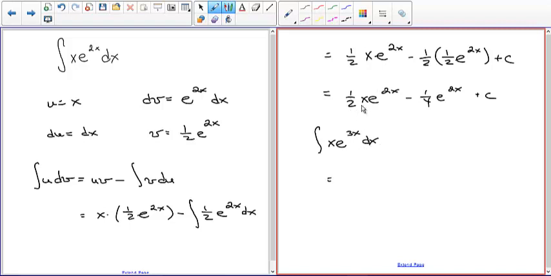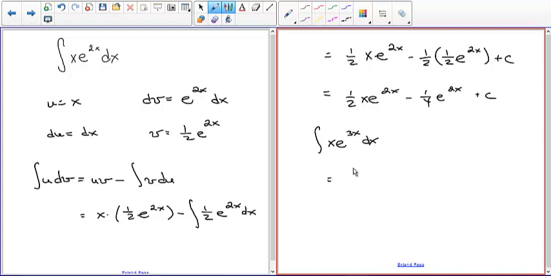So the answer is 1/2 x e to the 2x minus 1/4 e to the 2x plus c. And so you get 1/2 from when you integrate the first time to get v, and then when you integrate this again, you take the 1/2 out, and then the integral of e to the 2x is 1/2 e to the 2x. So you end up with a 1/4.